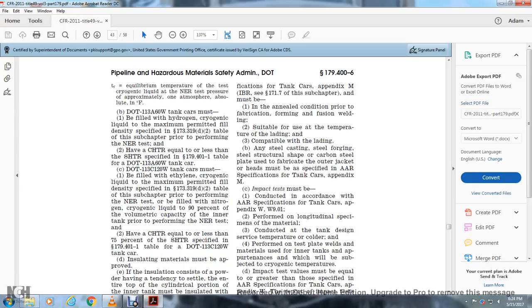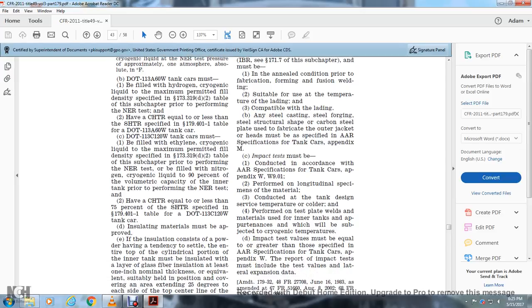Impact tests must be conducted in accordance with the AAR specification for tank cars, Appendix W9.01. They are performed with the longitudinal specimen of the test material, conducted at the tank design service temperature or colder, and performed on test plate weld material for the inner tank and appurtenances which will be subject to cryogenic temperatures. Impact test values must be equal to or greater than those specified by the AAR specification.